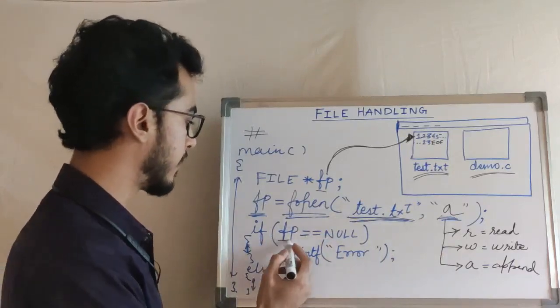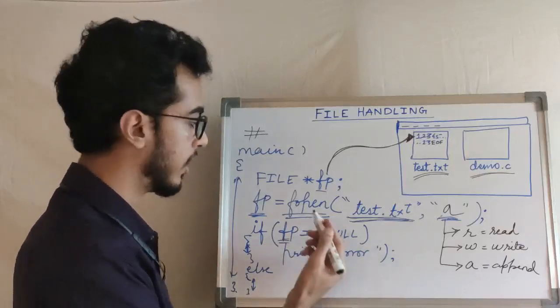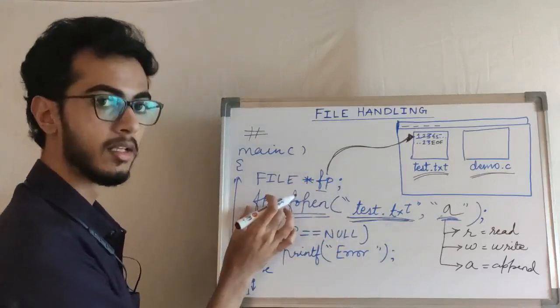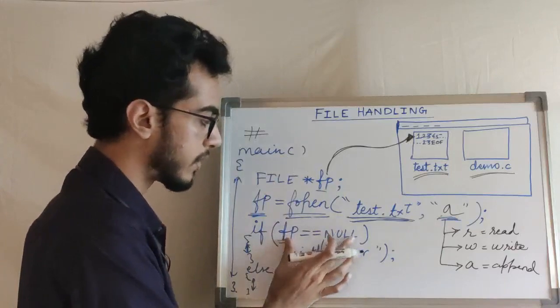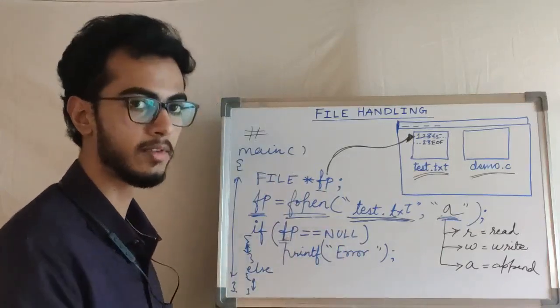Then I have to first test if this fp is null, if fp equal to null. If the file doesn't exist, what fopen will return is null in the fp. If this fp is found to be null, I can just print error, and my program will end.